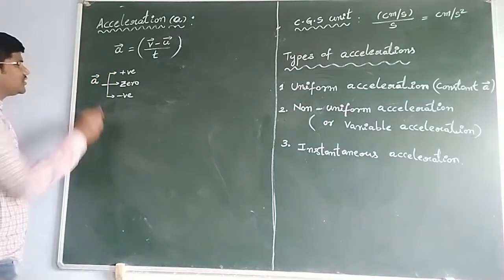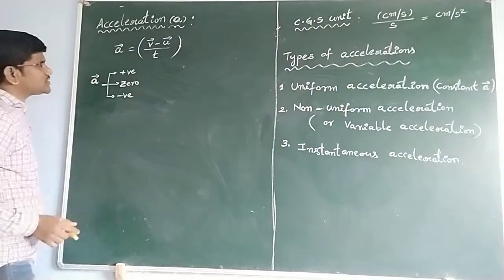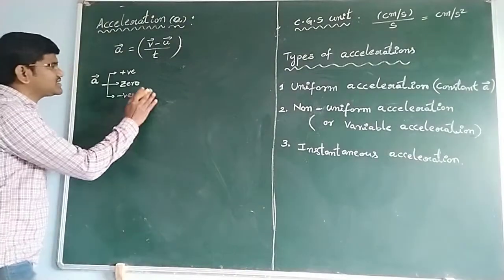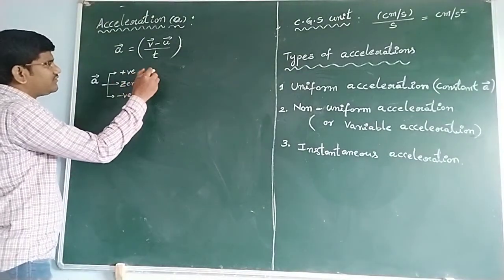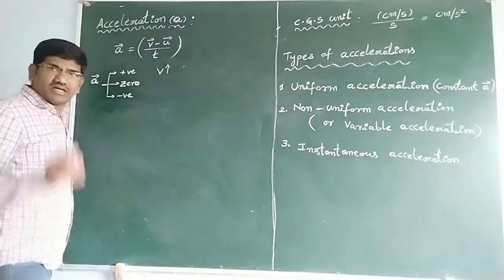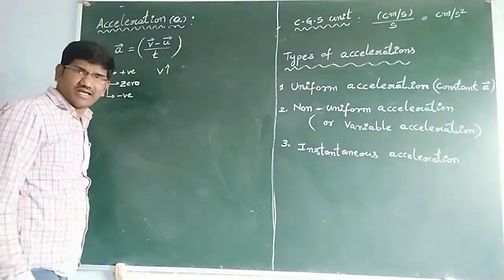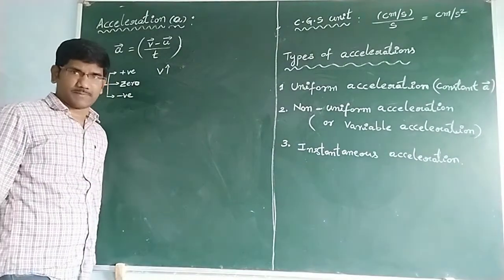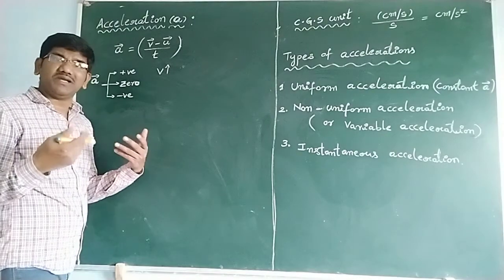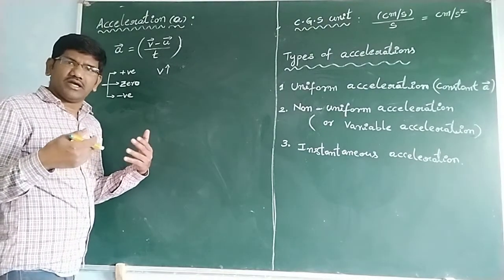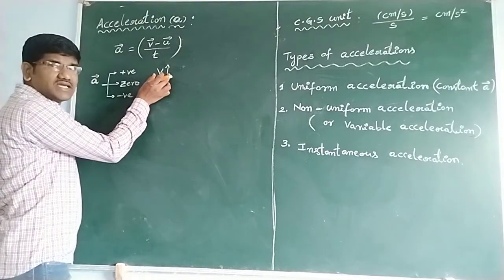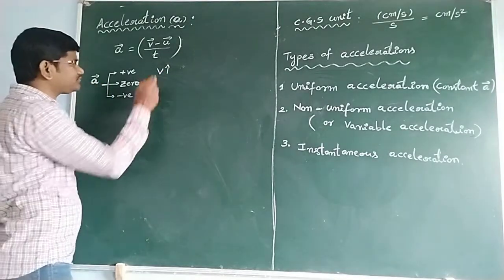Okay students, so acceleration is positive, acceleration is zero, and acceleration is negative. For example, the velocity of an object is increasing. Consider an object moving on a straight line path and its velocity is increasing. Whenever velocity is increasing, or you can call it speed is increasing, when it is speeding up, its velocity goes on increasing. So you can say that it has a positive acceleration.